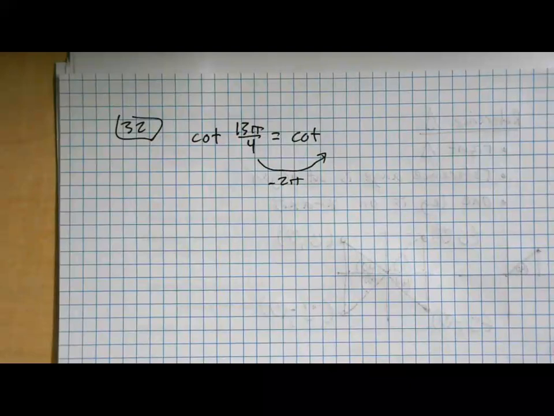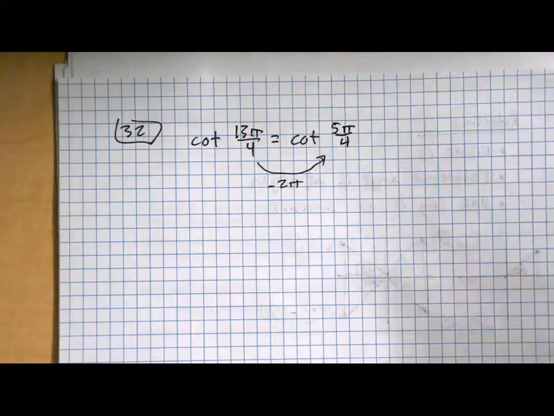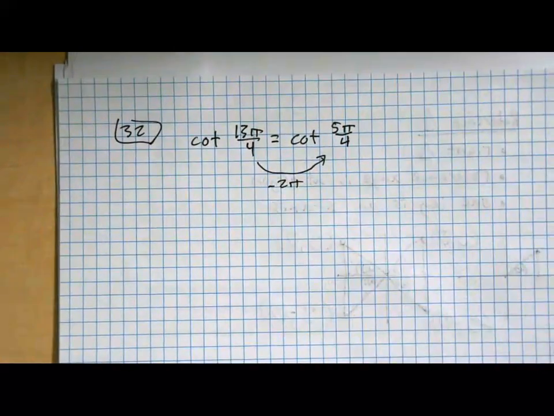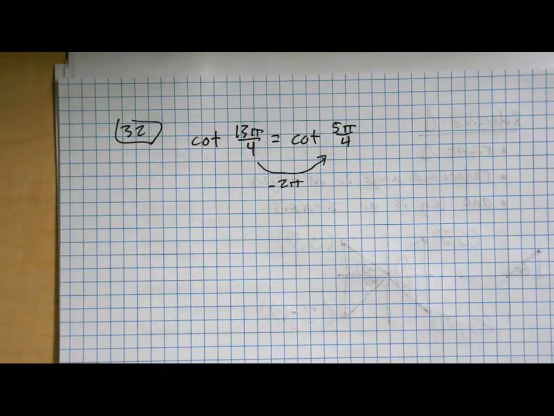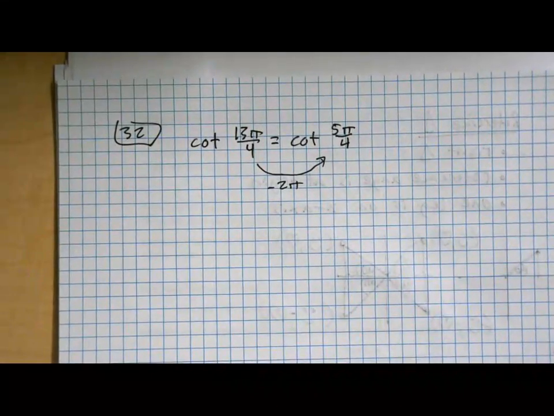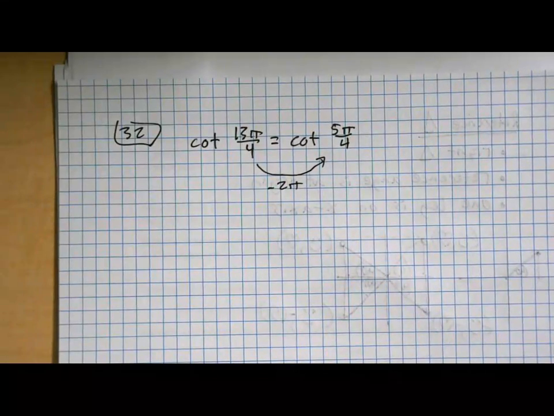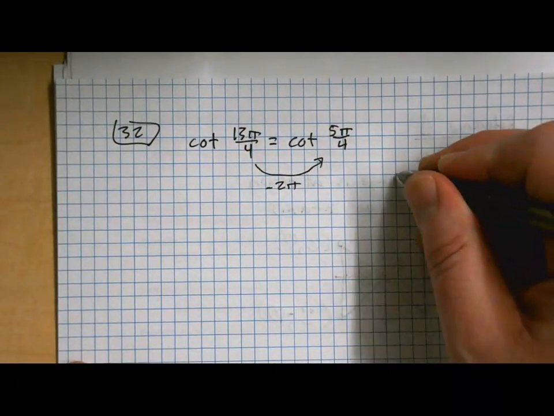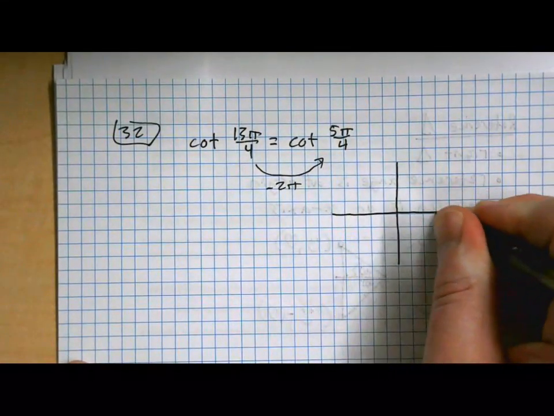5 pi over 4? Is it 5? Yep. 5 pi over 4. And 5 pi over 4, I know where that is. They want us to do a reference angle or a reference triangle, so we need to actually get this in the right spot this time.